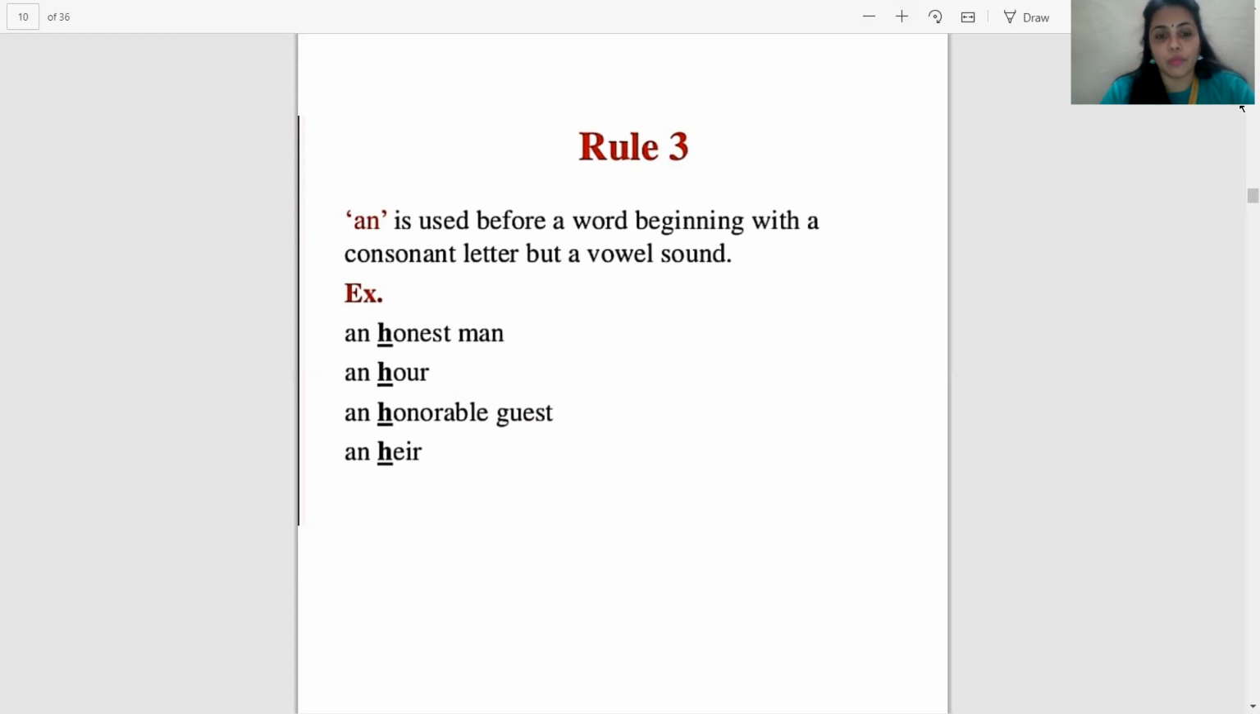So why are they taking "an", though they all begin with H, which is a consonant? Still, these words take "an" as an article because here the H sound is silent. It's not that strong. Here the sound of the vowel is stronger than the sound of the consonant. The consonant sound is silent. That is why we use "an" as an article.